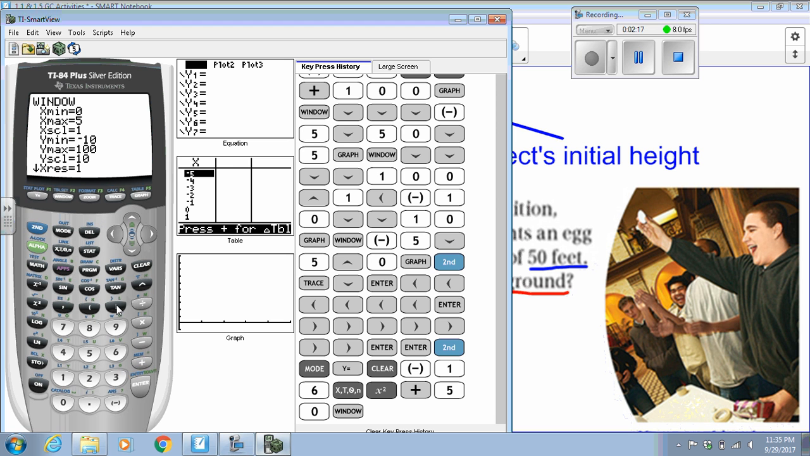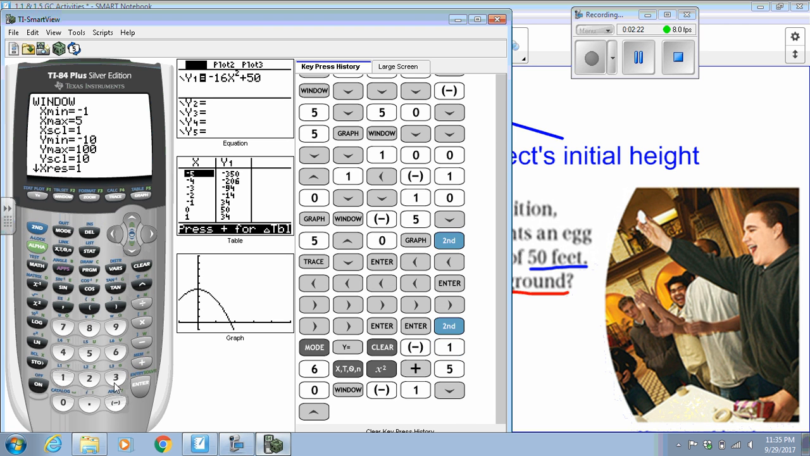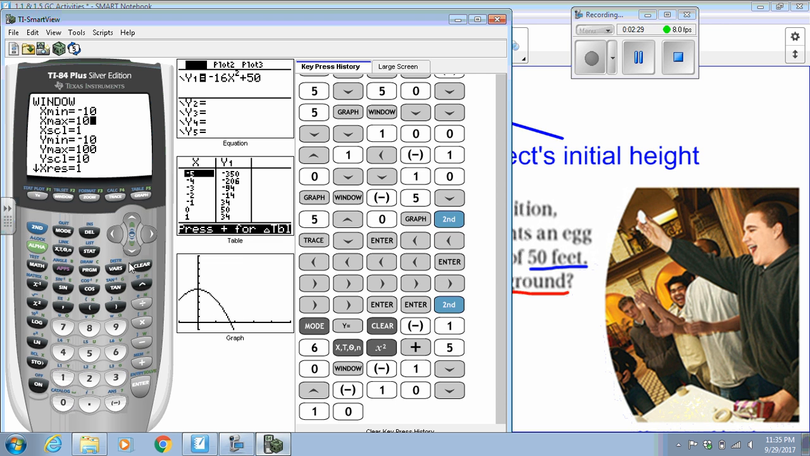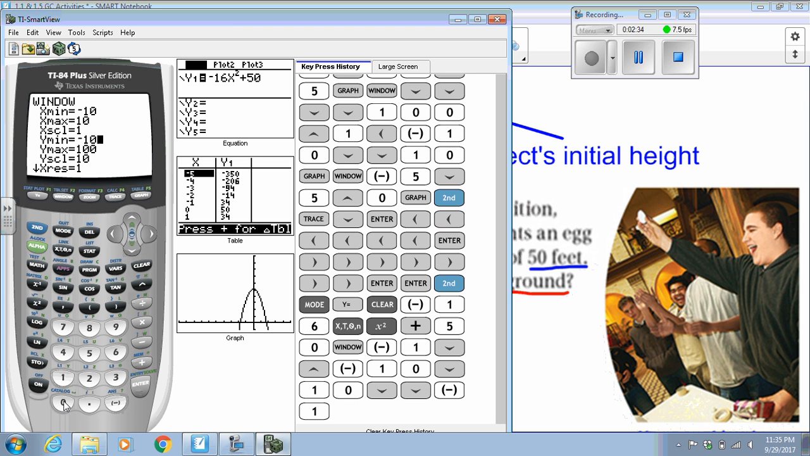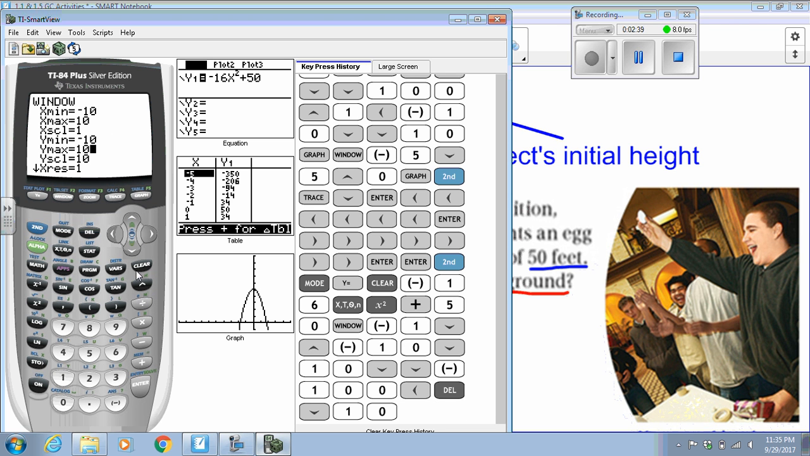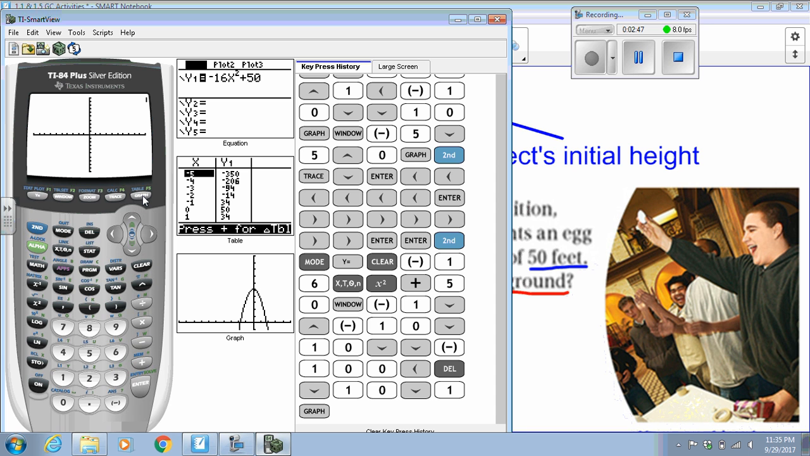So let's go ahead and change our window, if it's not already, to the standard. What I always like to use is negative 10 as my x-min, positive 10 as our x-max, scale of 1, and once again negative 10 for the y-min, and then a positive 10 for the y-max, and then our scale of 1. Once you've gotten that, go ahead and graph it. Now remember, if I'm going too fast, you can always pause the video, or you can slow down and go slide by slide.